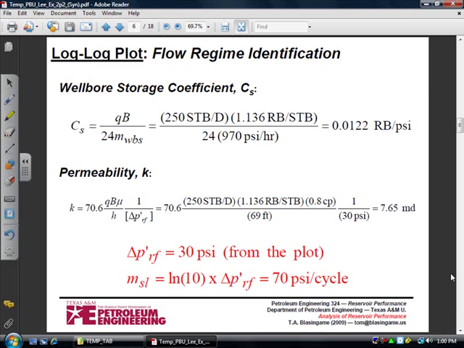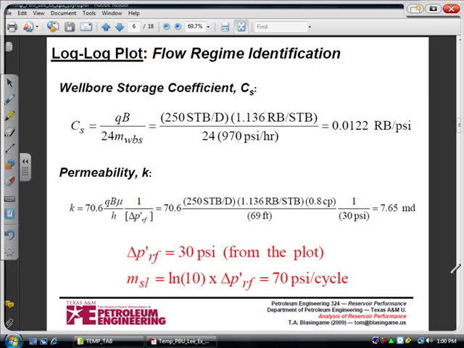Okay, so let's find the values. The values will be, so the wellbore storage coefficient is equal to QB over 24 times the wellbore storage slope. Actually, I have found 970 psi per hour before, so I'm going to use that. And that gives me 0.0122 barrels per psi.